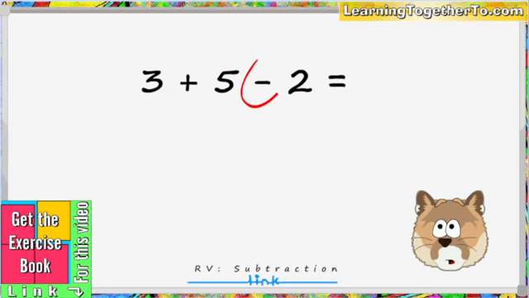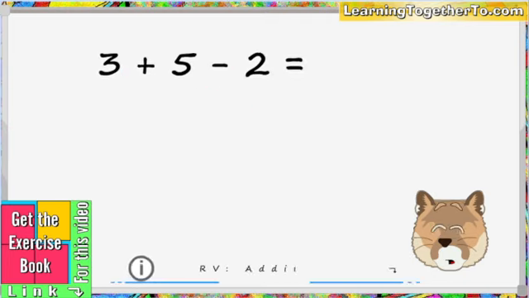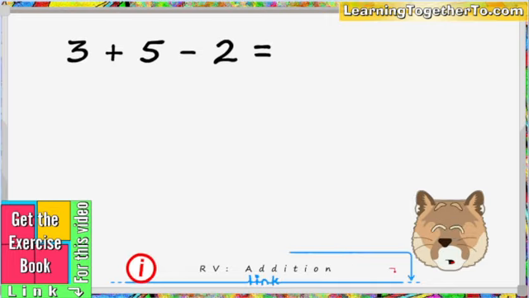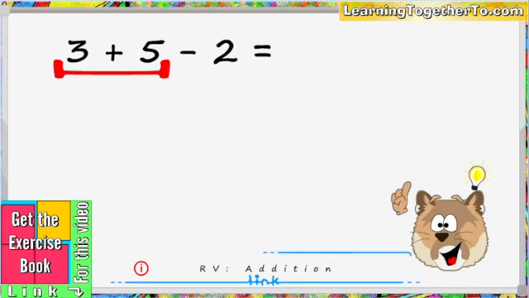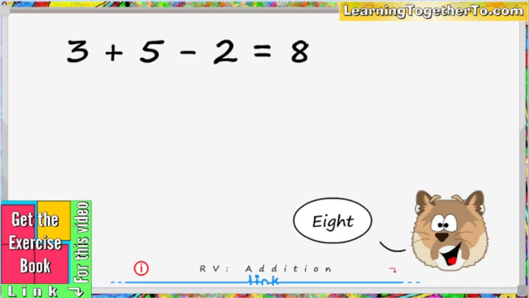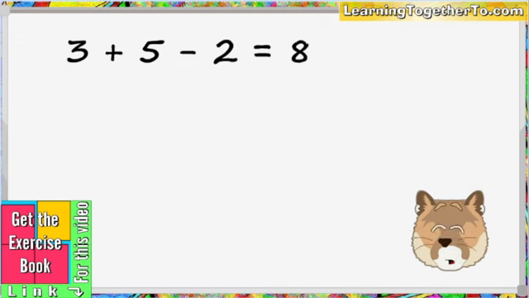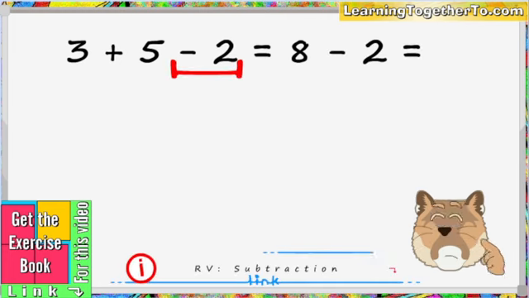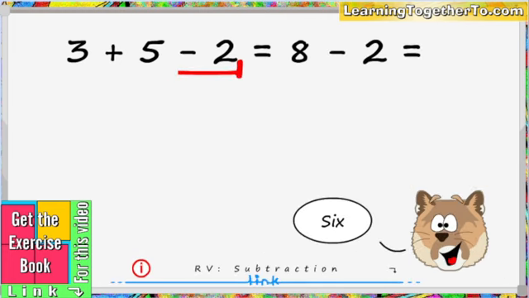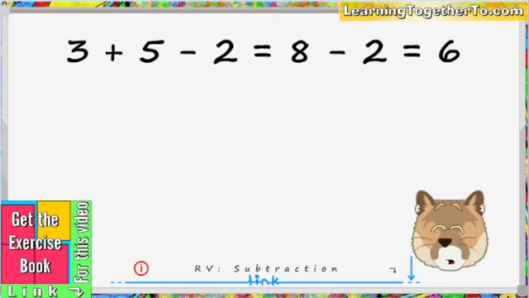Let's find out. Peter, let's add first. Let's move the statement to the side to have more room. 3 plus 5 is equal to 8. Very good, Peter. And 8 minus 2 is equal to 6. Great job, Peter.